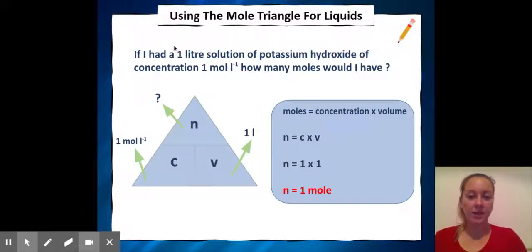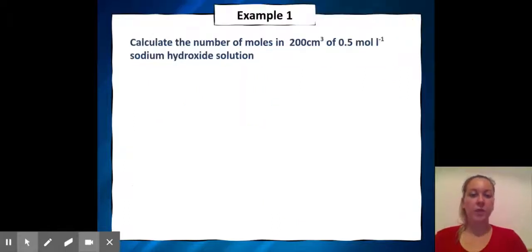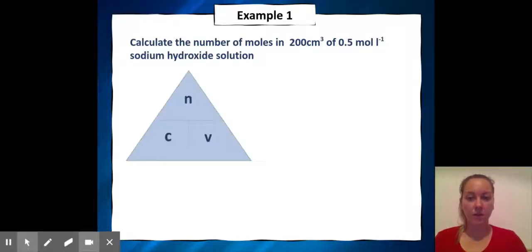But if we think about it, we have a concentration of 1 mole in every litre. 1 mole per litre means that there is 1 mole of potassium hydroxide dissolved in 1 litre of water. So from that, we should be able to tell that we have 1 mole. When the numbers are not so easy, it's not as easy as that, and it's beneficial to use the triangle. So let's have a wee go at this example.